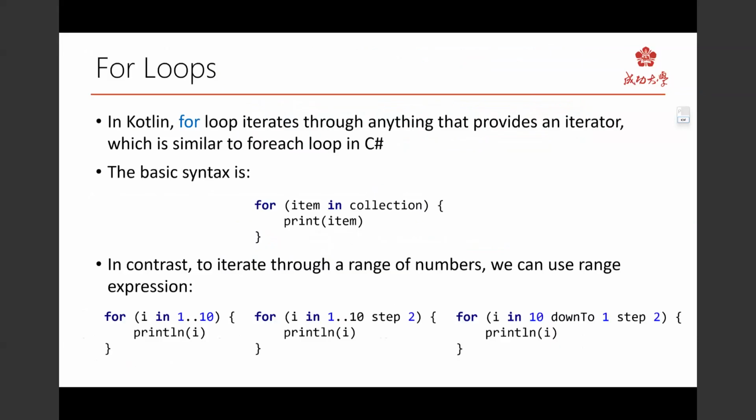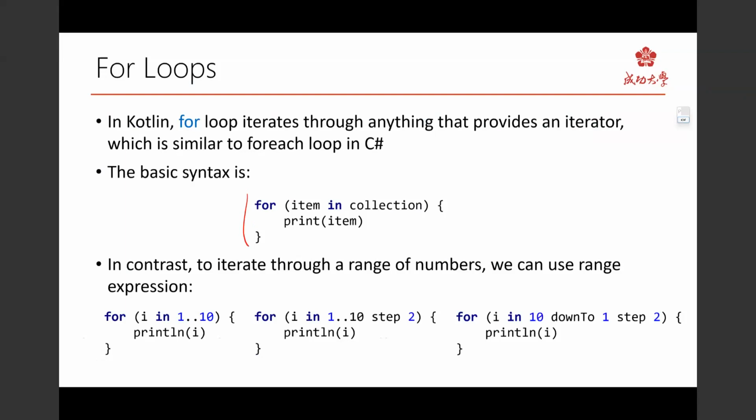Now in Kotlin, a for loop iterates through anything that provides an iterator, for example an array, or a string, or a set, and so on and so forth. So looping in Kotlin is similar to the for each loop in C#. And the basic syntax for a for loop is like this.